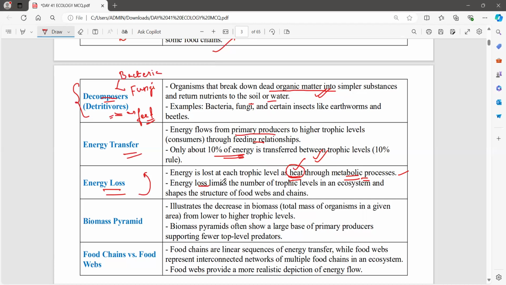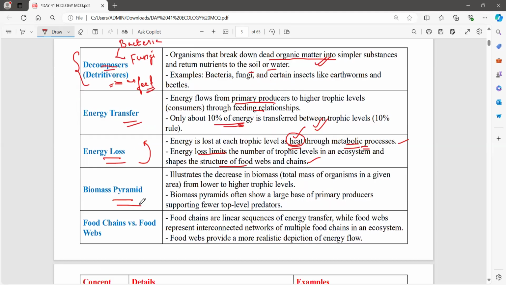The energy loss limits the number of trophic levels in an ecosystem and shapes the structure of food webs and the food chain. So whatever energy is transferred from one trophic level to another, definitely there will be a loss of heat. Okay. Now, biomass pyramid.